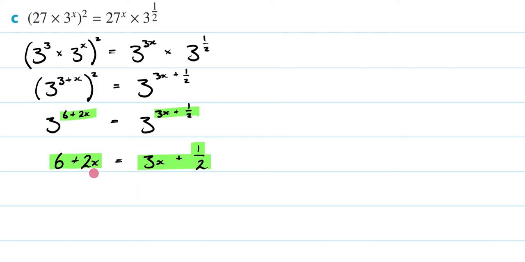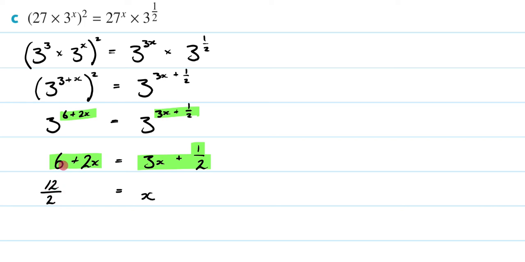In order to do that, I'm going to subtract 2x from both sides. That will get rid of that on this side, and I'll just be left with x on this side. And then I'm going to minus 1/2 from both sides. Now, in order to subtract a fraction from something, I'm going to have to make sure this has the same denominator. So this is going to be 12 over 2.